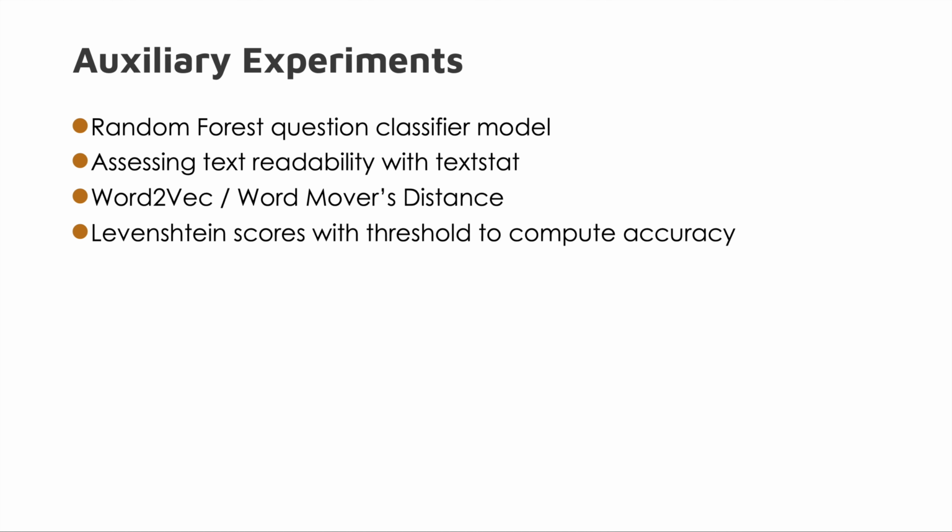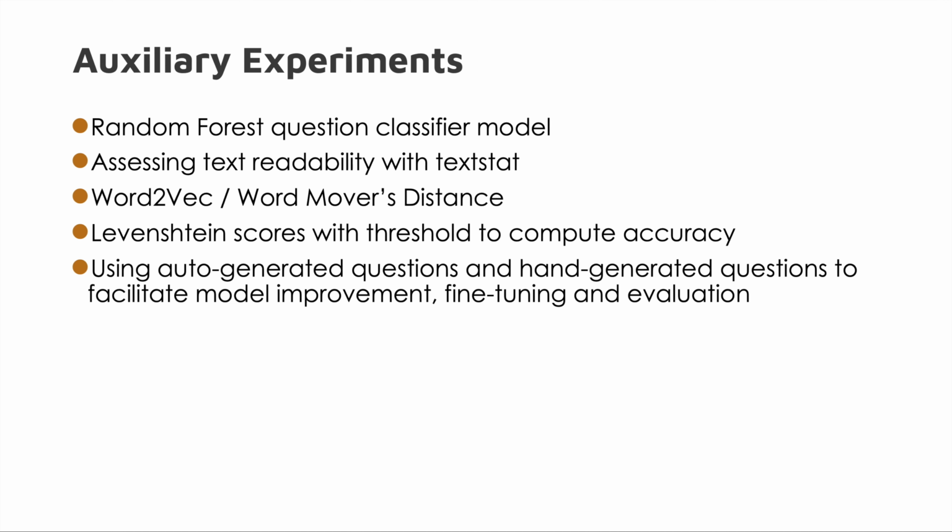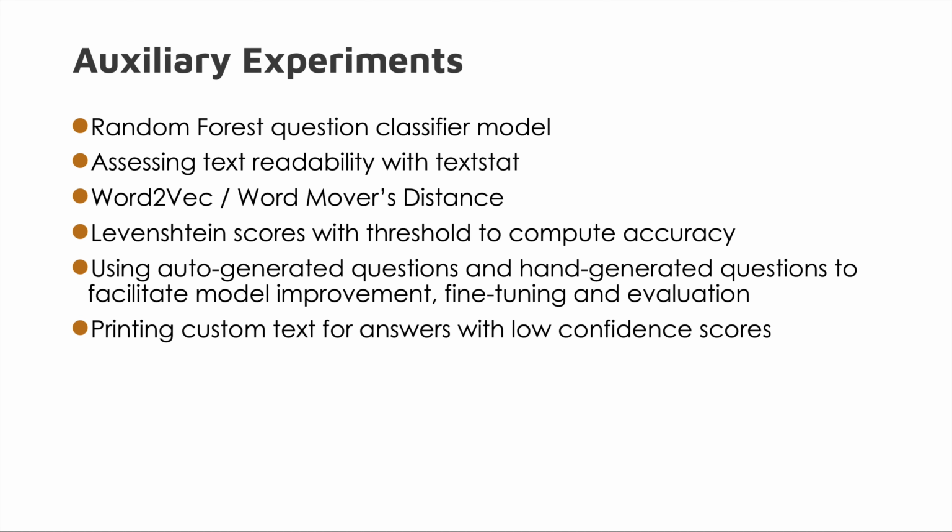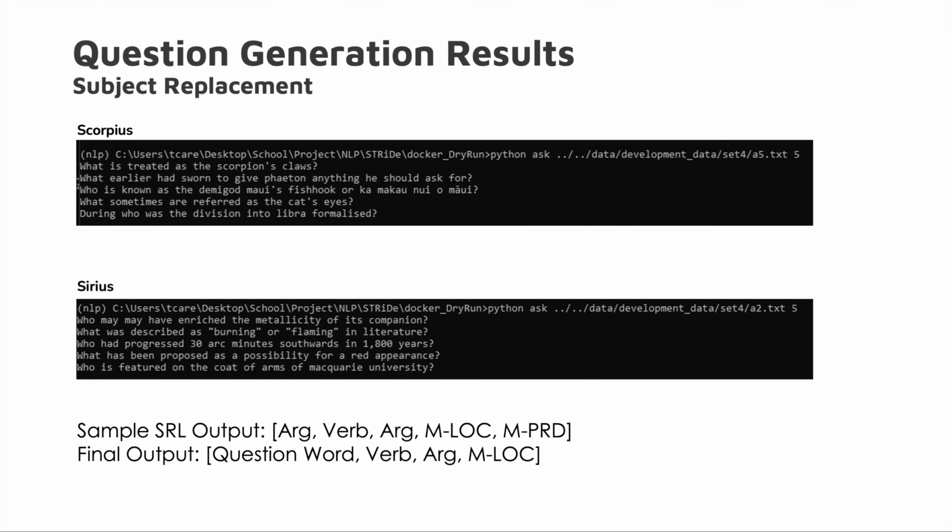Using Levenshtein scores with a threshold to determine answer accuracy proved effective in practice, as did using auto-generated as well as handwritten questions for BERT fine-tuning and evaluation. Ruling out answers with low confidence scores was another useful element. Here we have some sample output of our question generator. The question generator has four distinct methods for generating questions.